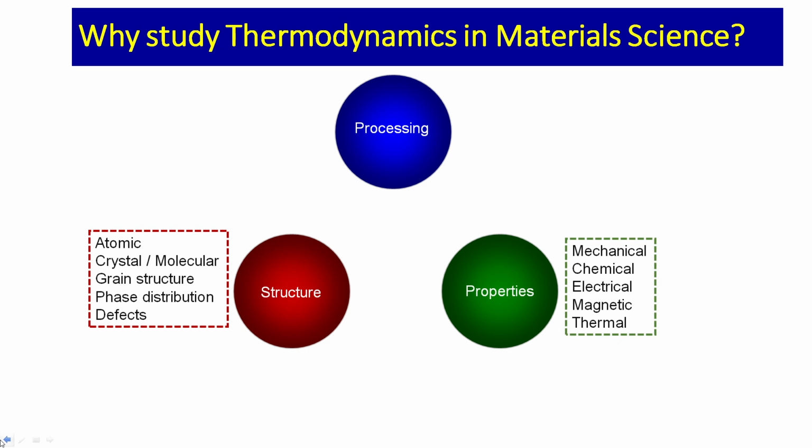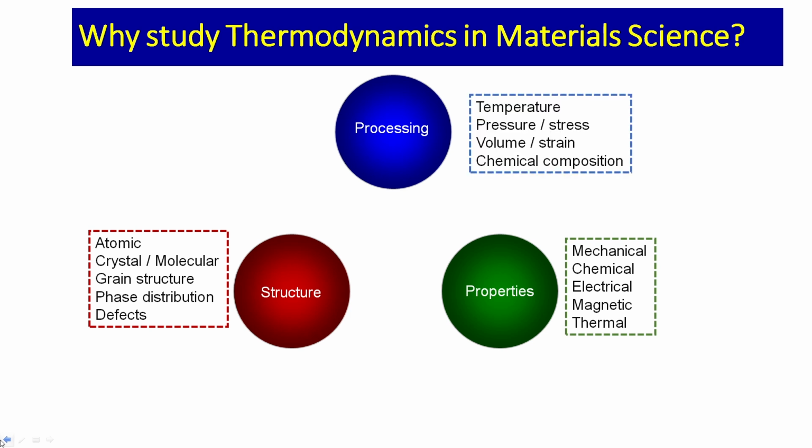Now, structure is basically determined by how you make a material, what processing routes you use to make it. That also we discussed in the beginning of this course, from lecture 3 to lecture 14. In processing we have different parameters to control, like temperature, pressure or stress, volume or strain, and chemical composition or the system chemistry of the material system. All this we can change. By changing them we can process a material, and by doing so we can control the structure, which in turn controls the material properties. That is the main aspect.